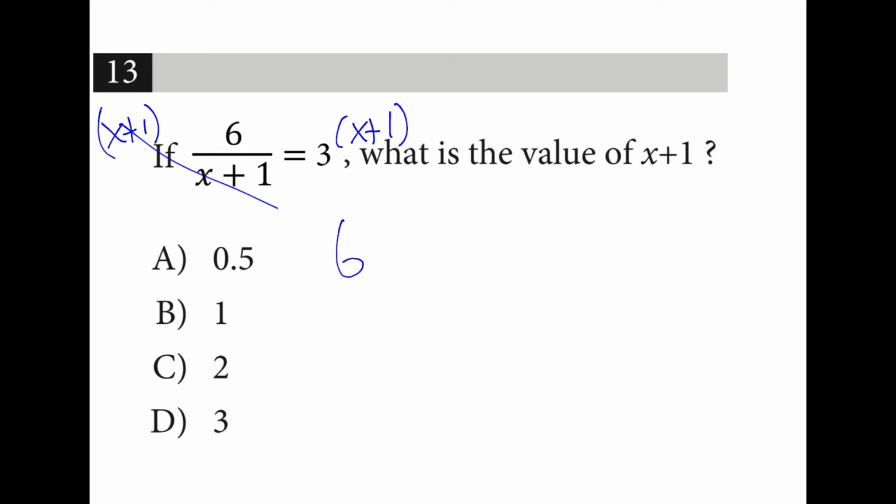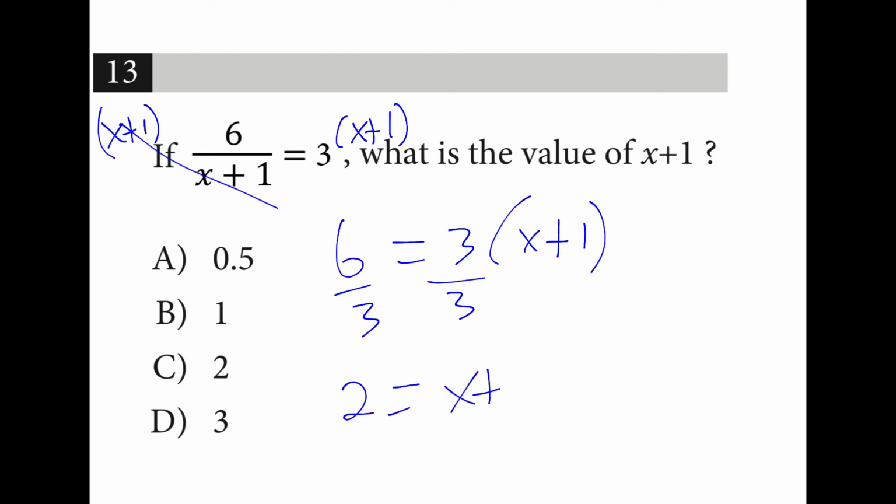If I multiply both sides by x plus 1, it cancels out on the left, and I have 6 is equal to 3 times x plus 1. If I divide both sides by 3, I have 2 is equal to x plus 1.